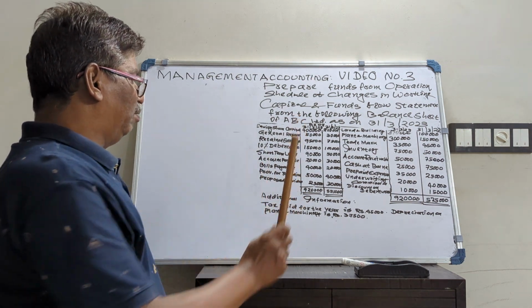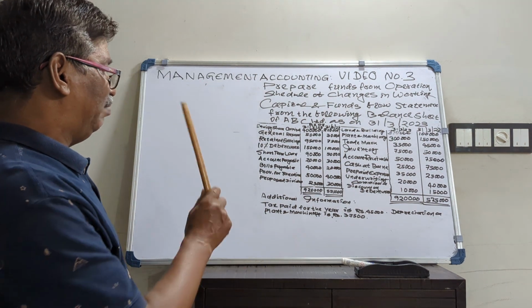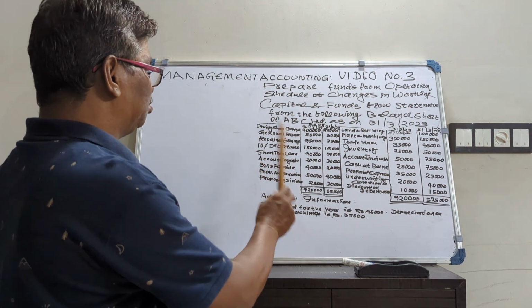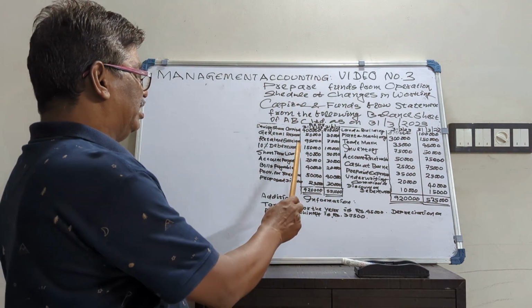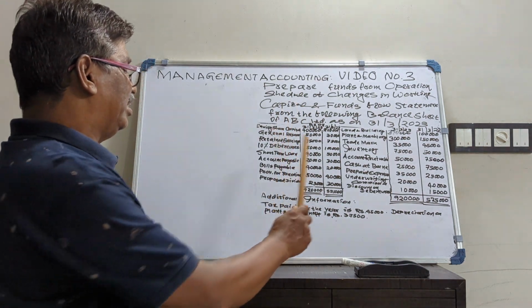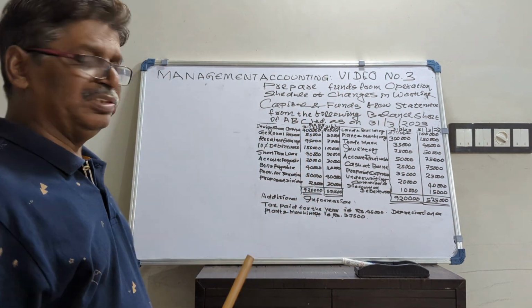Then short-term loan, accounts payable, bills payable, these are current liabilities. In case of short-term loan, 50,000 was the beginning, at the end it is 90,000. So that is an additional raise of short-term loan to the extent of 40,000.